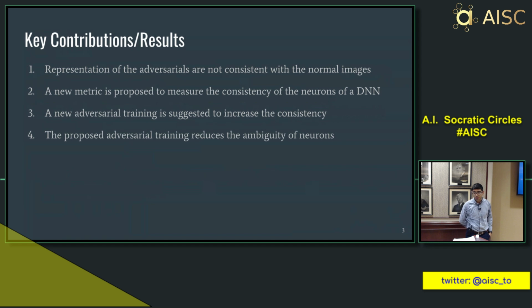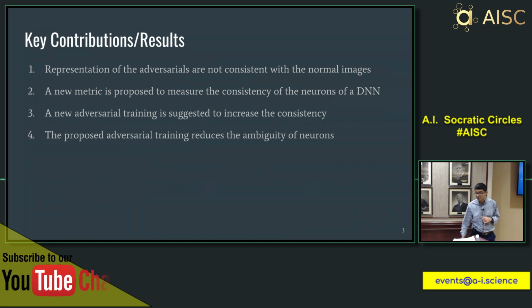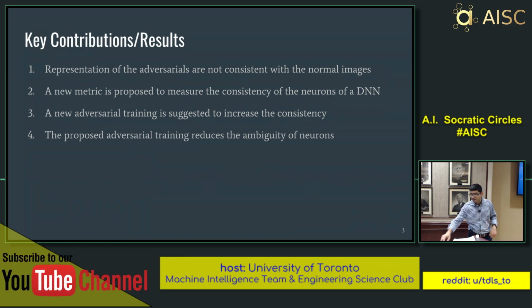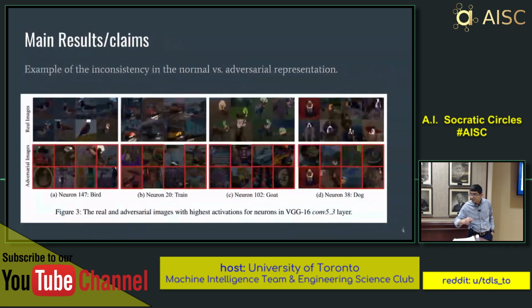So just to go to the key contributions, as I said, they look at the consistency of the representations. They found out that the representations between normal and adversarial images are not consistent. To measure this consistency, they come up with a new metric, which they call the consistency metric. And then they suggest an adversarial training algorithm to mitigate this representation problem. And they show that the network trained with that method is improved.